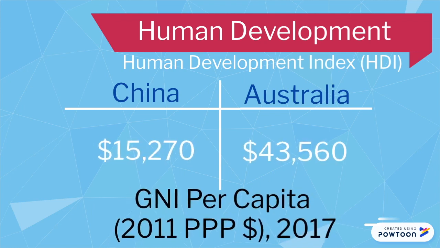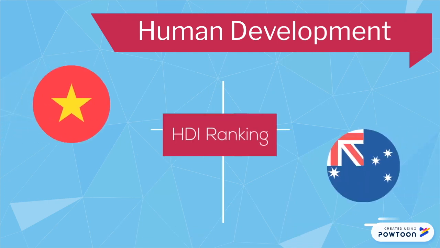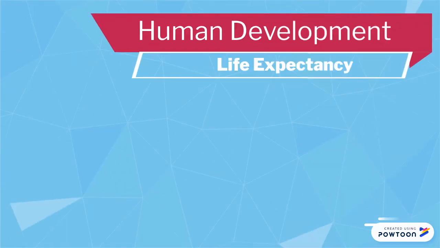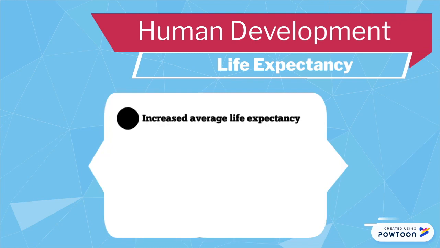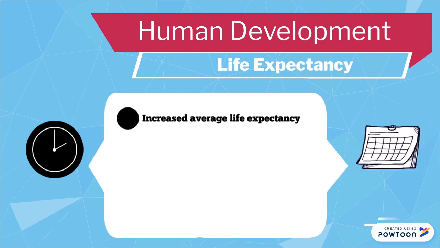The GNI per capita for China is $15,270 and for Australia, $43,560. This gives China a ranking of 86, while Australia is ranked third out of 189 countries published. China has made considerable strides in raising the average life expectancy across the country since the reform. Both improvements in infant and adult mortality have led to significant increases in overall life expectancy, which stood at 69 years in 1990 and reached 76.4 years in 2017.